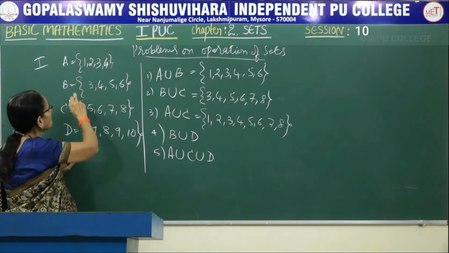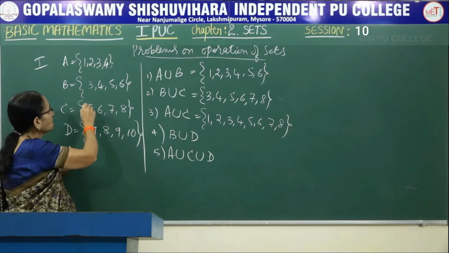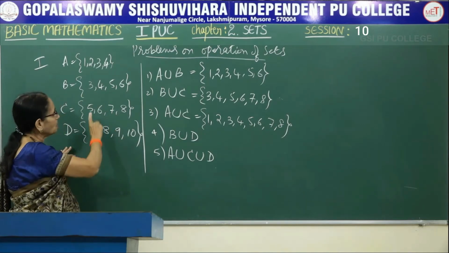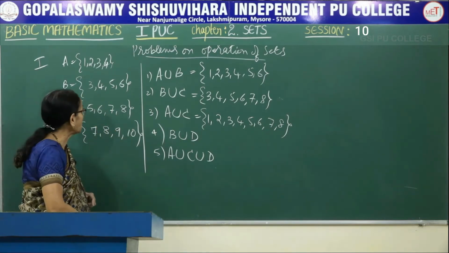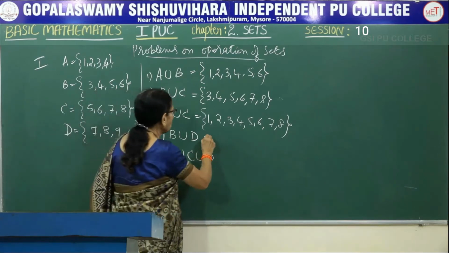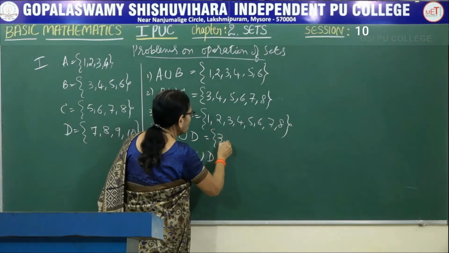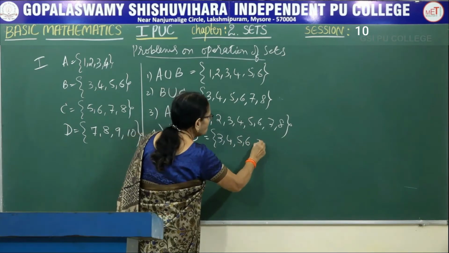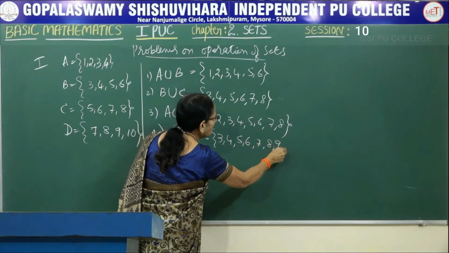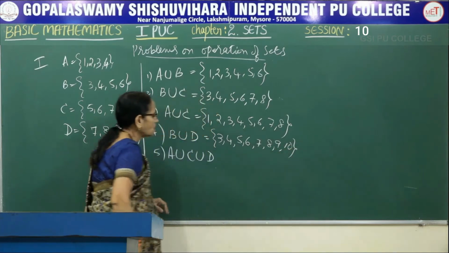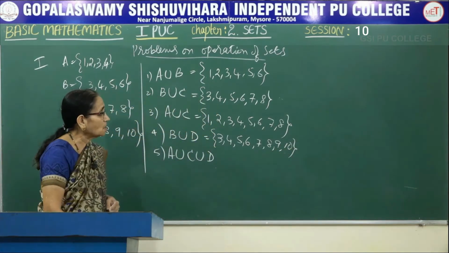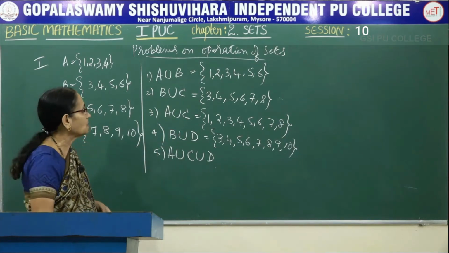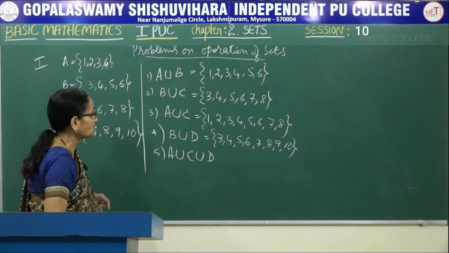Then next is B union D. Again, B contains 4 elements, D contains 4 elements, no element is repeated. So, it would be like this. We start with 3, 4, 5, 6. Then write here 7, 8, 9, 10. So, here all the 8 elements would be present because we don't have any common element. Now, come to the last one.